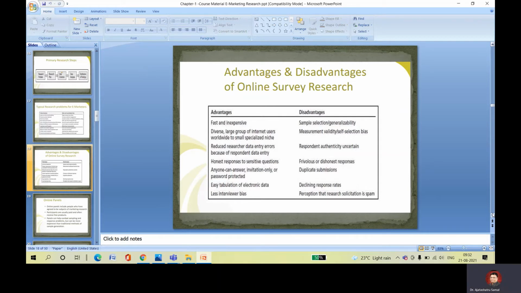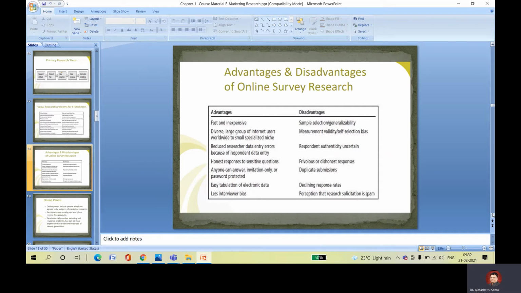Honest response to sensitive questions. Okay. Anyone can answer, or invitation only, or password protected. This will be password protected. Okay, e.g. tabulation of electronic data, less interviewer bias. So interviewer bias will not be there. So these are the advantages under online survey research. Okay, I'm saying online survey research.